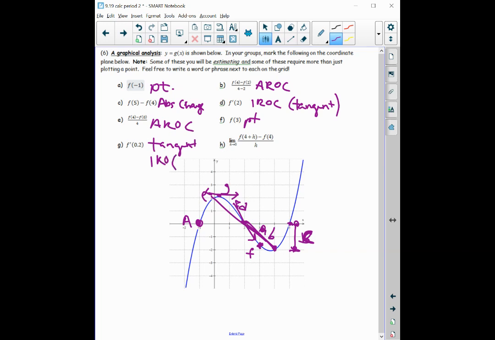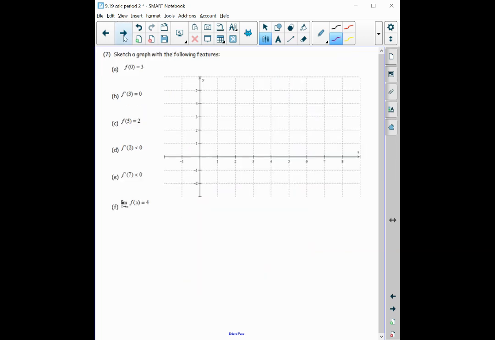Now, this one is interesting. The limit as h goes to 0 of f of 4 plus h minus f of 4, all over h. Spoiler, that's just the definition of the derivative. That is the same thing as saying f prime of 4. So that would be h. It would just be the slope of the tangent line at 4. Okay, we'll try one more, and then we'll call it a day.